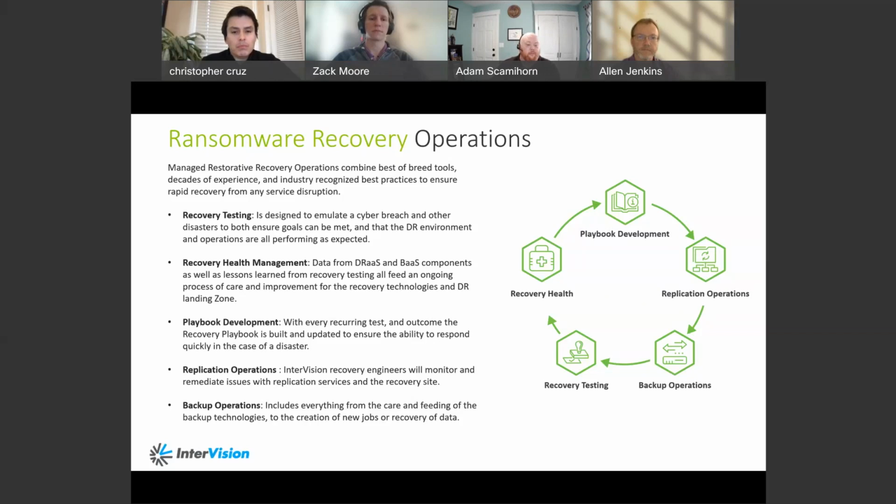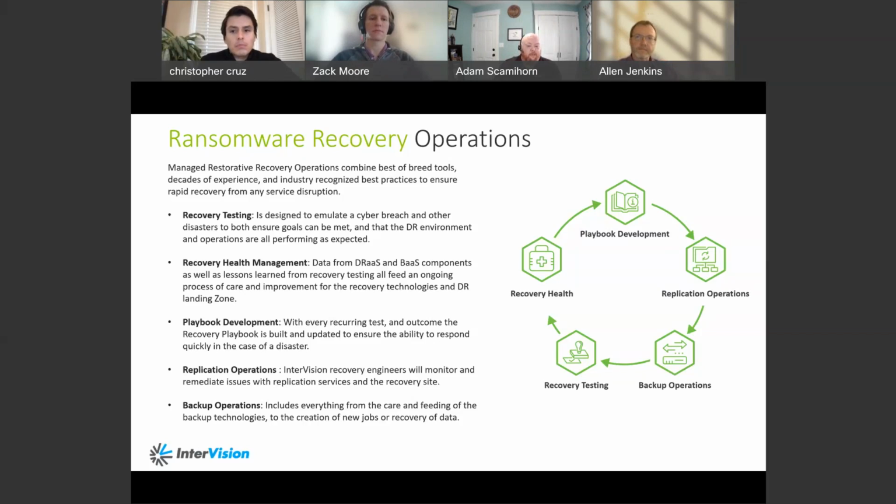Each play is developed from the test plans and scenarios that are tested, and the teams are trained on how to handle different diverged paths of recovery based off of what's happening and what the actual need is. When the unexpected does happen, the recovery team can then respond quickly and recover the data both safely and securely.